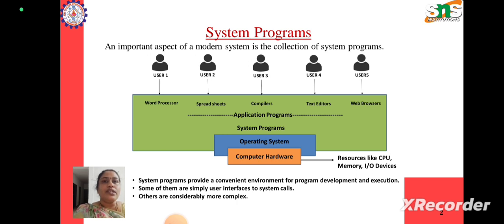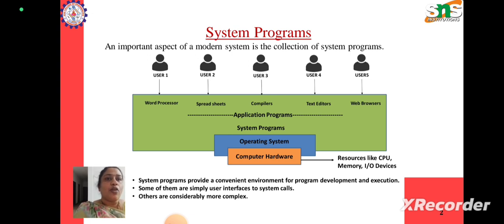So in order to understand what the system programs are and where the system programs reside in a computer system hierarchy, let us look at the diagram of the computer system hierarchy that we discussed previously. As we see, this is the diagram we have discussed previously. In the lowest level we have our computer hardware, which comprises resources like CPU, memory and input-output devices.